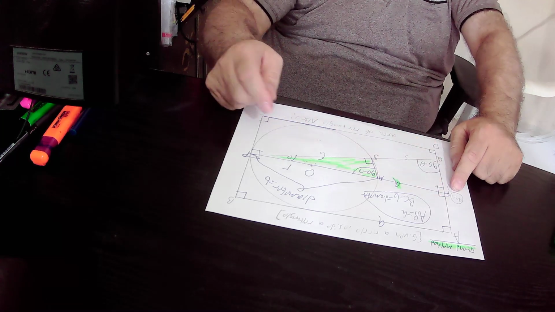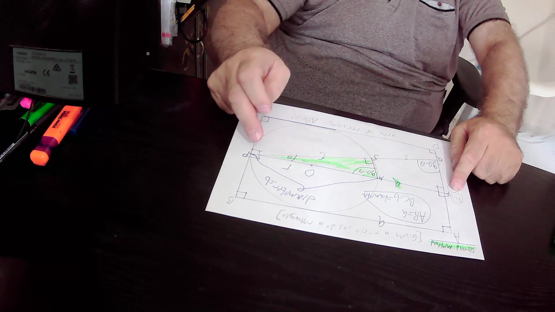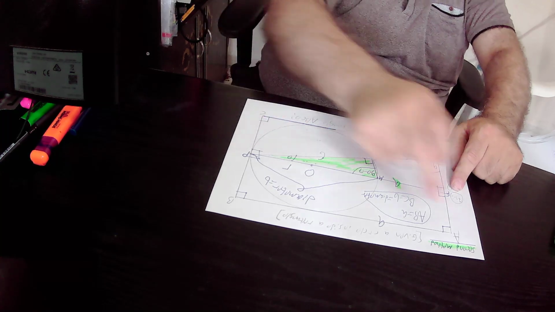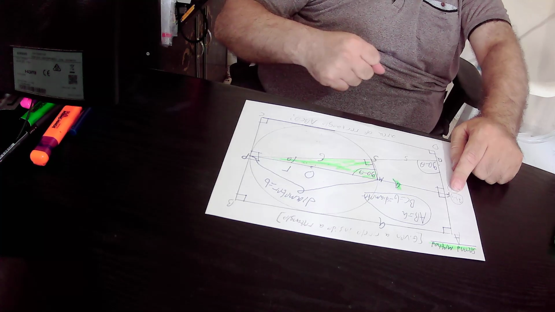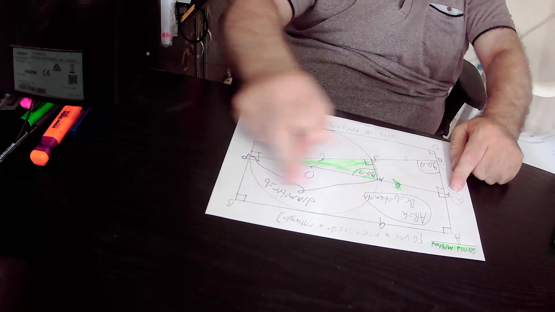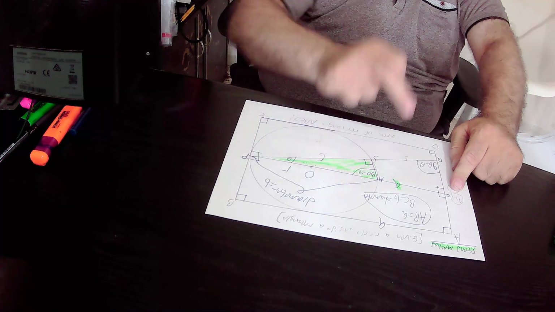Therefore, in quadrilateral ABFP, we have 4 right angles. Therefore, quadrilateral ABFP is a rectangle, and we know that the opposite sides of a rectangle are equal to each other. AB equals A, therefore FP, which is equal to AB, must also be equal to A.